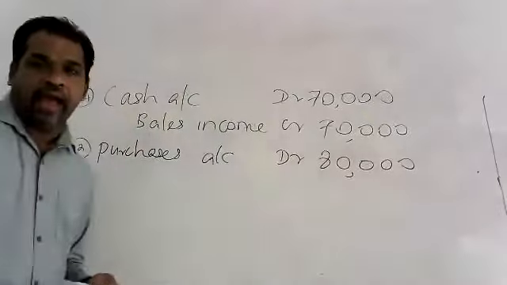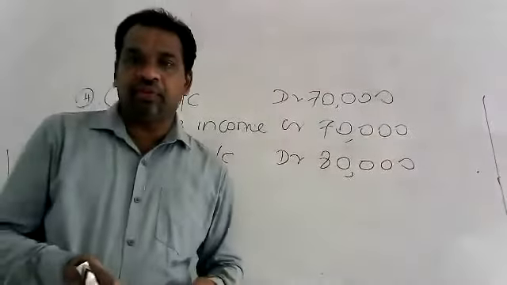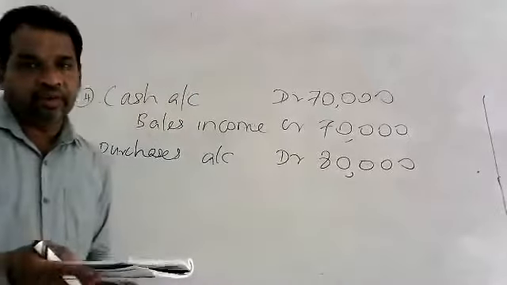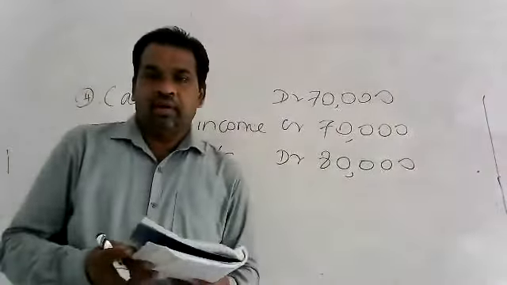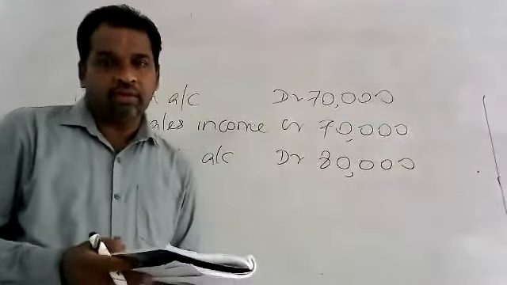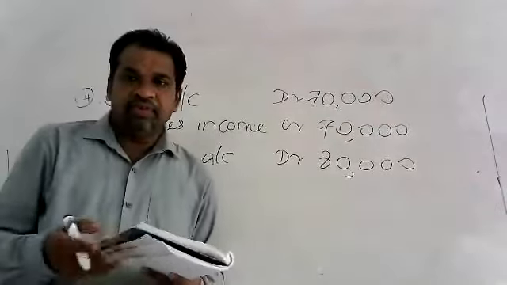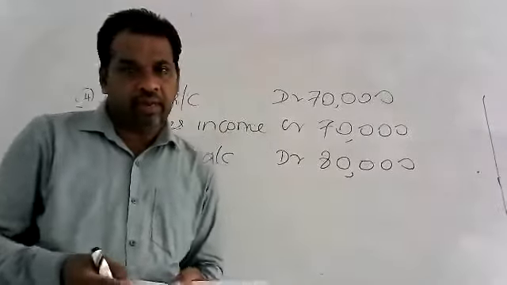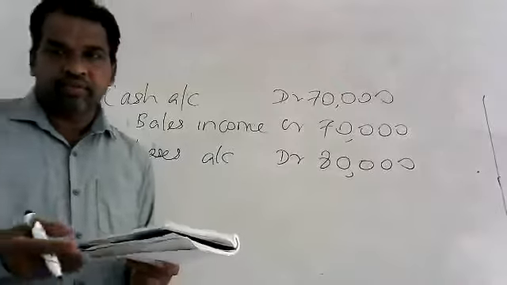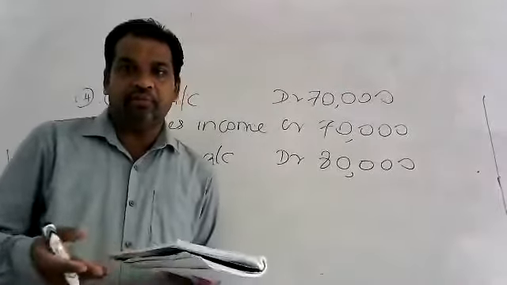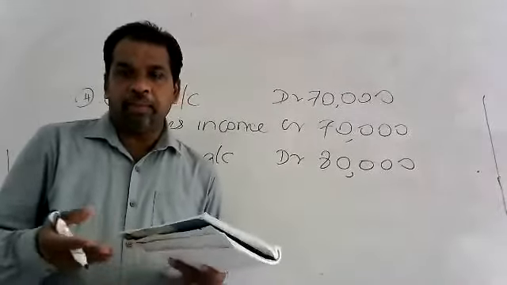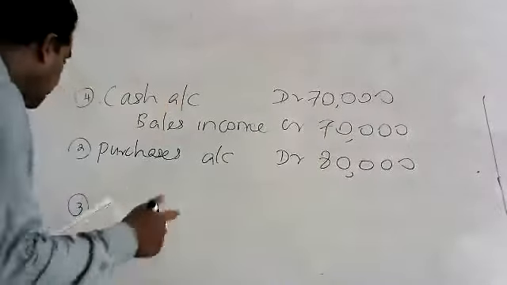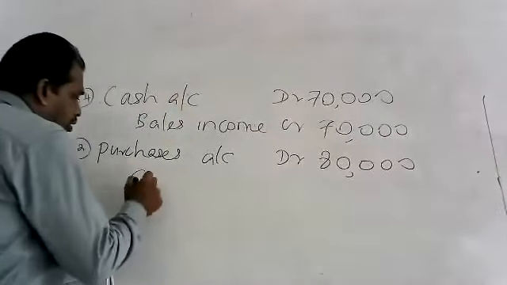Then here they have purchased goods on credit. That means at the time of purchasing, the business doesn't need to pay money to the supplier. The business will pay the due amount later. Therefore, the business has another liability called creditors, those suppliers, accounts payable. It comes under liability. Liability increases credit. So we have to credit to creditors account.